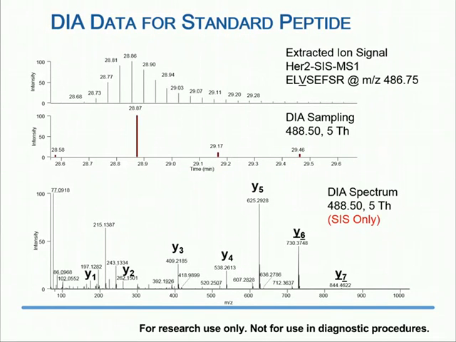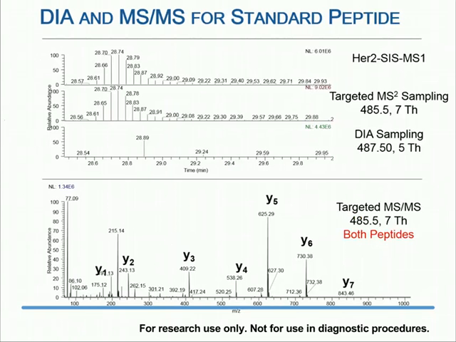So this is just one example of DIA data for the standard peptide here, and the standard peptide sequence is at top right, ELVSEFSR, and we're using a stable isotope labeled valine. You can see the MS1 extracted ion signals on the top plot, the DIA sampling at 488.5 with a 5-Thomson window in the second plot, and then the match of the data of the Y ions from Y1 all the way up to Y7 at the bottom spectrum. And this is just for inserting the stable isotope labeled standard into the digest of the tissue and analyzing that.